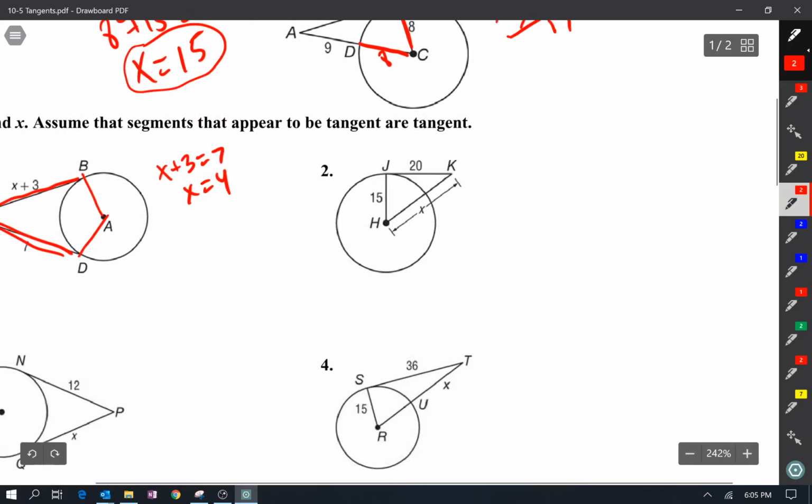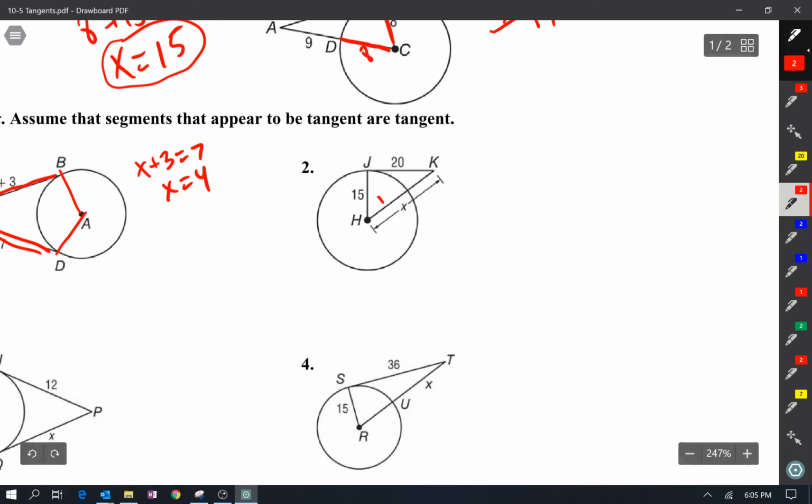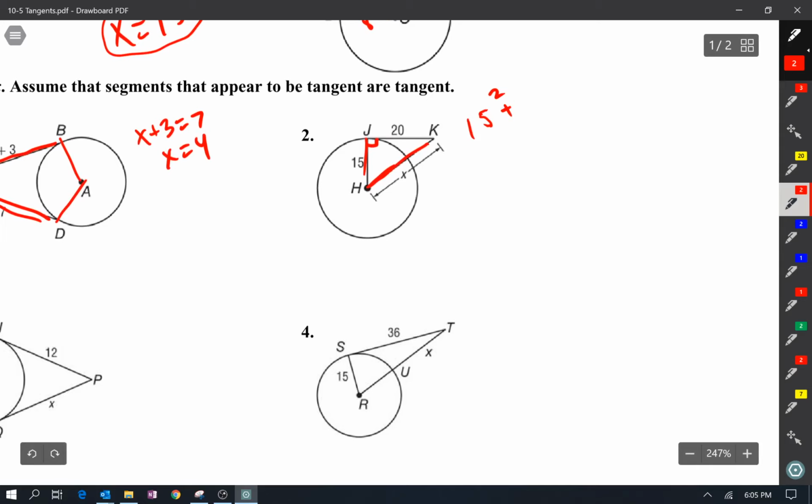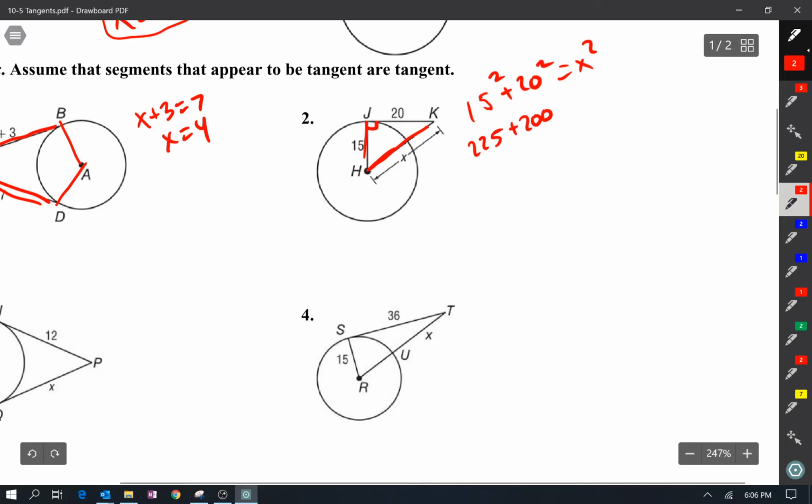All right, next problem. Once again, this is 15, because they're both radiuses. This is a right angle. Oh, I guess we don't even need that 15 really, but we could know that that was 15. So what do we know? Well, there's a right triangle here. So 15 squared plus 20 squared equals x squared. So what is that? 225 plus, check that, 400.